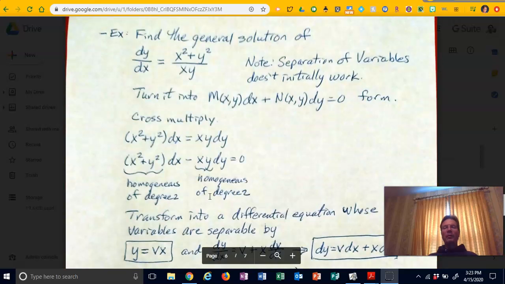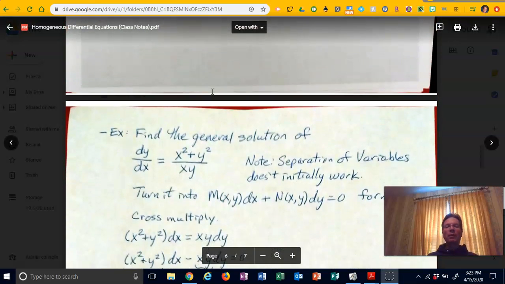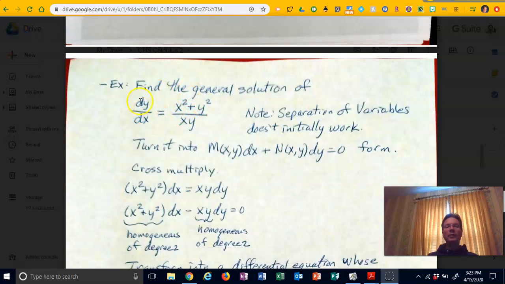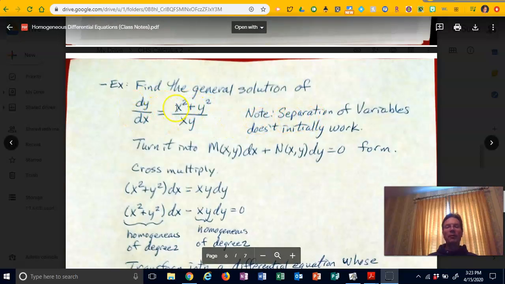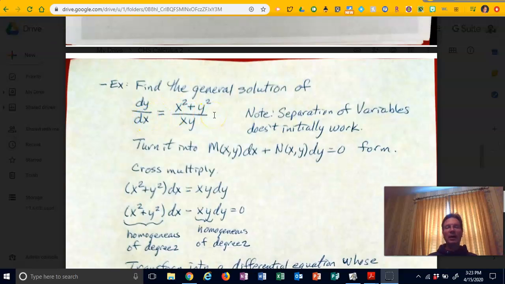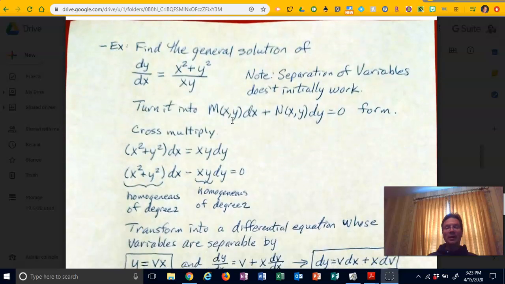Okay, for part two of the videos on homogeneous differential equations, we'll jump into this problem here. Here we want to find the general solution to this differential equation, which is dy/dx equals (x squared plus y squared) over xy. I'm not going to show you, but if you attempted separation of variables, getting the dx's and x's to one side and the dy's and y's to the other side, you probably can't do it. So we can't use that technique.